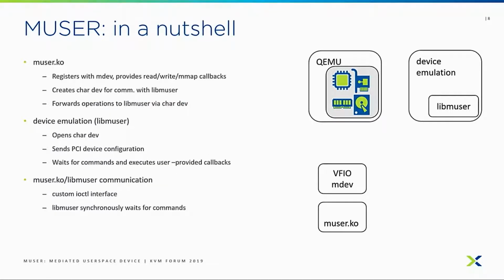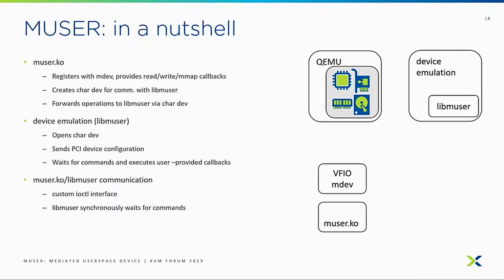So let us have a detailed look into the components of MUSER. muser.ko implements the mediated kernel driver. It registers with the vfio mdev framework and also provides the callbacks, which will be called from the vfio mdev framework depending upon the commands coming from the QEMU side. On the other side, muser.ko also creates a character device to pass those operations to libmuser. So the communication between muser.ko and libmuser happens via this muser character device.